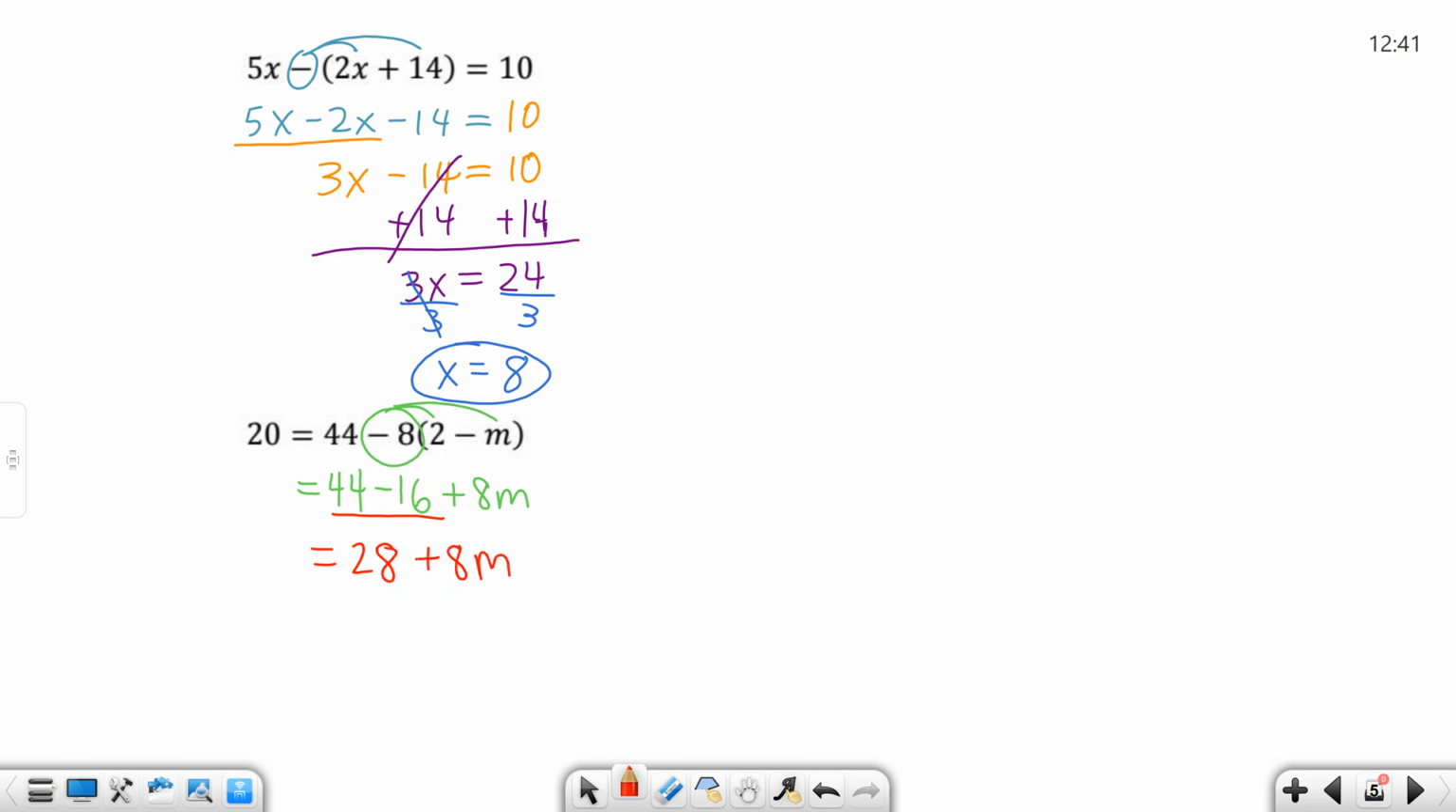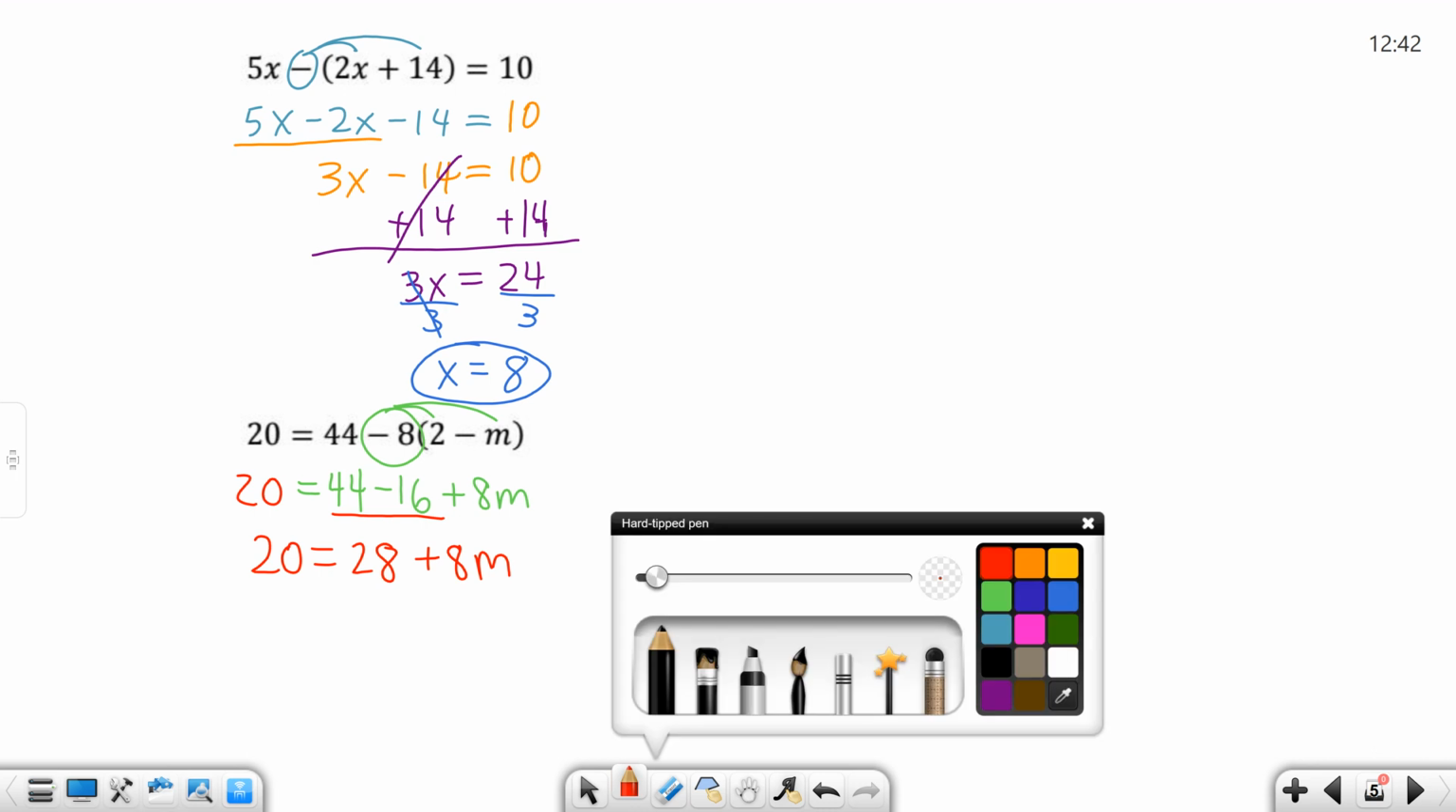28 plus 8m. Can I do anything else to that? No. So then I'm going to come down here and bring my 20 down, because the left-hand side, we already said you can't do anything with it. So let's just go ahead and bring it down. I didn't know how many steps to bring it down before. That's why I waited until I finished the right side. Again, you could have brought the 20 down with each step as you did it.